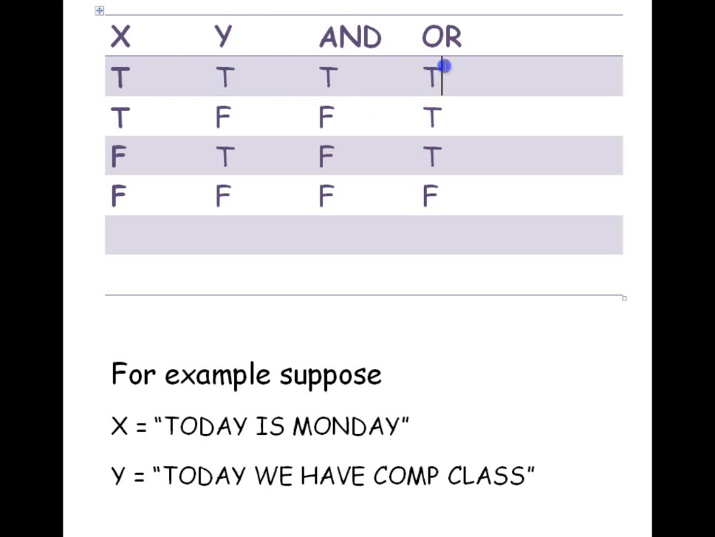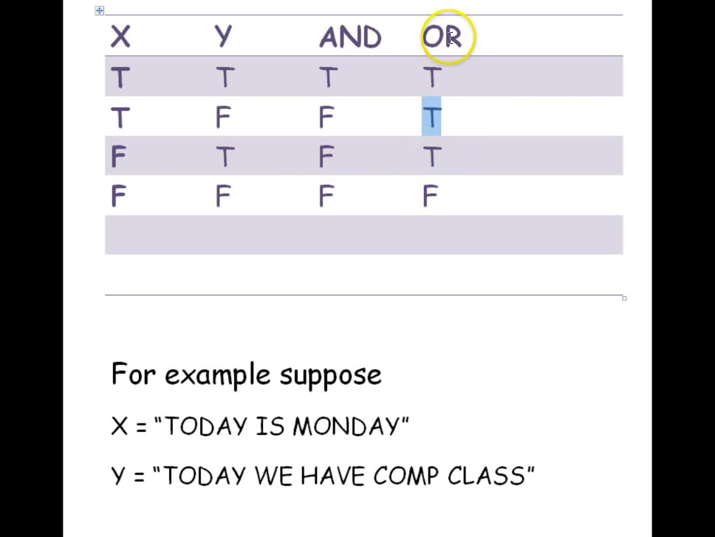Now if we use the connector or, it's a different story, right? If it's true that today is Monday and it's true that we have computer class, and I say today is Monday or we have computer class, you wouldn't say that that's false. So we would say that it's true. Okay? And also, if today is Monday, but we actually don't have computer class, but I say today is Monday or we have computer class, then you would still say that's a true statement. And of course, if it's false-true, that's also true.